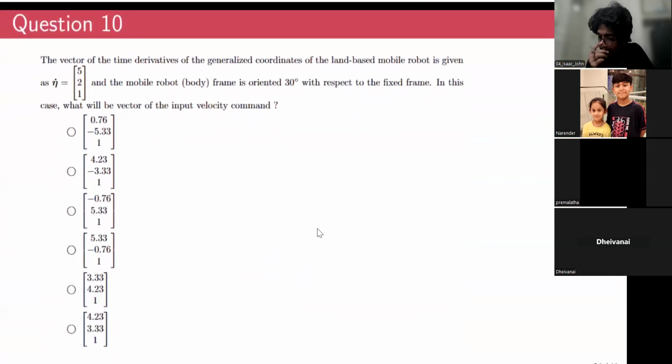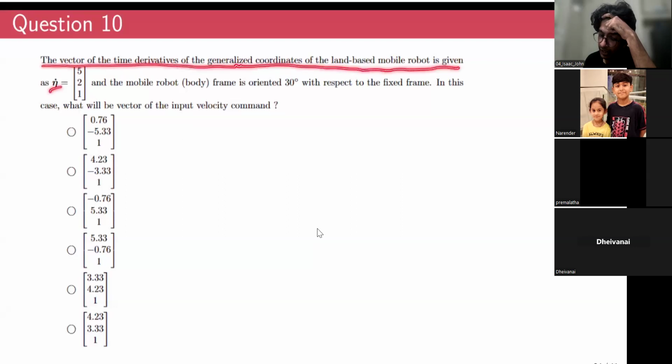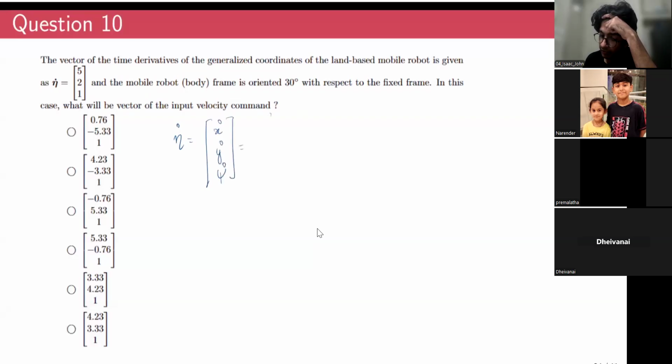So moving on to question 10. I suppose this is an inverse problem, right? The question says the vector of time derivatives of generalized coordinates of a land-based mobile robot is given as eta dot. So eta dot is being given, which is nothing but x dot, y dot, psi dot. This is given as 5, 2, and 1.